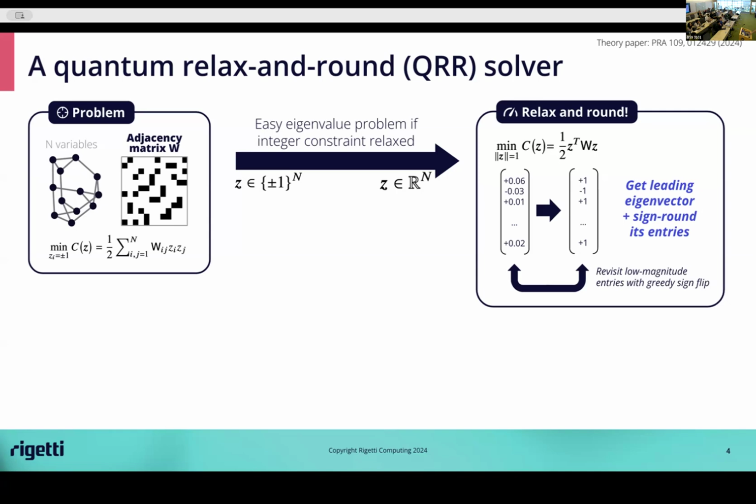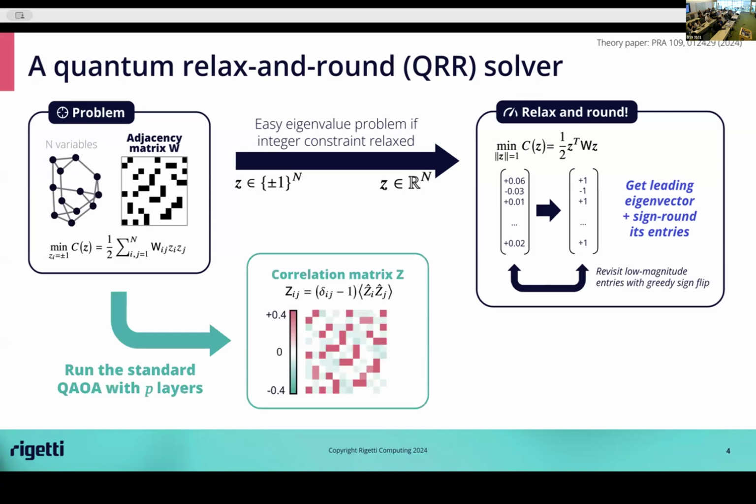Goemans-Williamson can be expressed as a relax and round solver as well. But here's what we suggest for the quantum side. You take your problem and you run the QAOA, the very standard QAOA with P layers, and you run that just as usual, nothing changes. Where it changes is that instead of considering the bit strings you sample as candidate solutions to your problem, you build a two-point correlation matrix, Z_i Z_j. When you have this matrix, instead of doing a relax and round on the adjacency matrix W, do it on this correlation matrix Z instead.